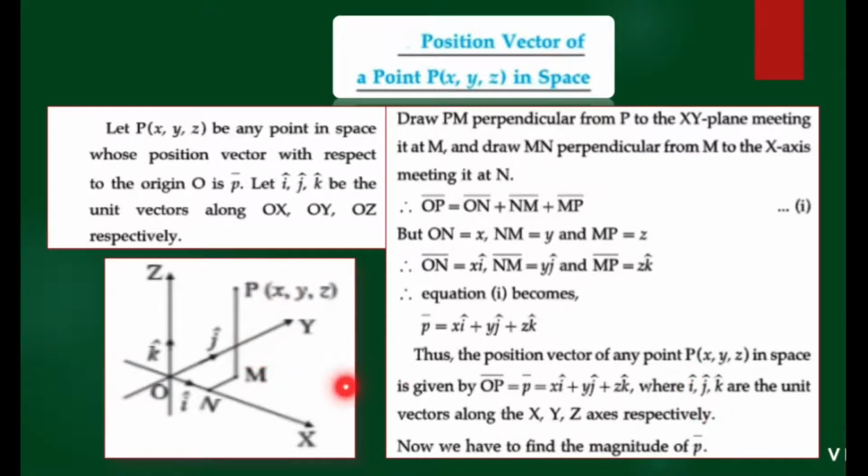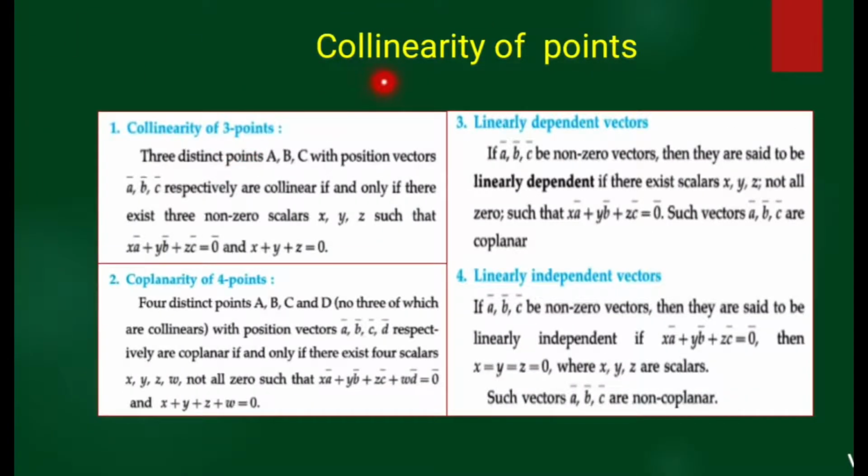In theorem 4 also we discussed how to write this vector OP, which we denoted by vector r bar. So this is useful for writing the position of a point in vector form. This is in Cartesian form and we write this in vector form. The next topic is collinearity of points, which we already discussed. We see some additional points here.